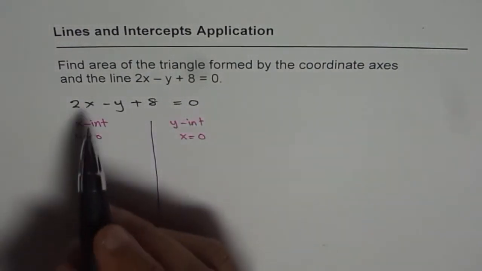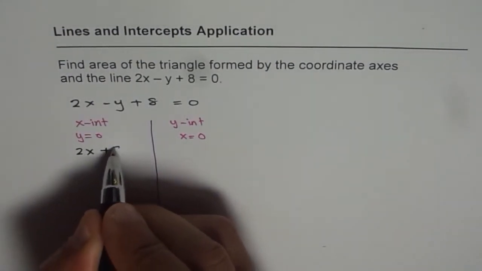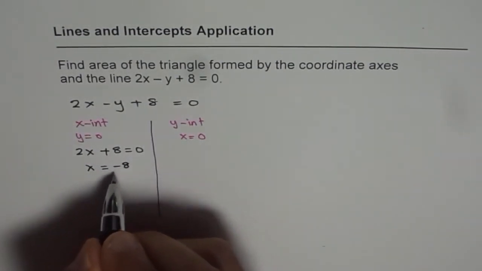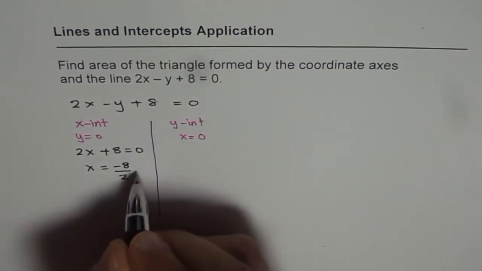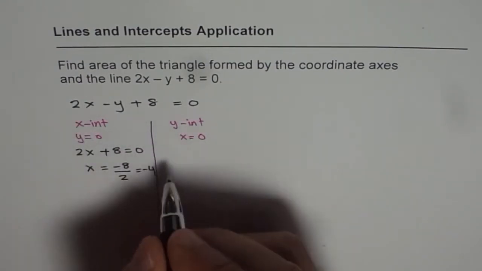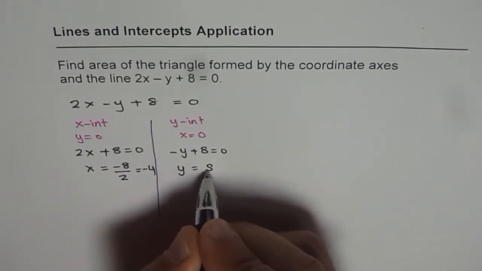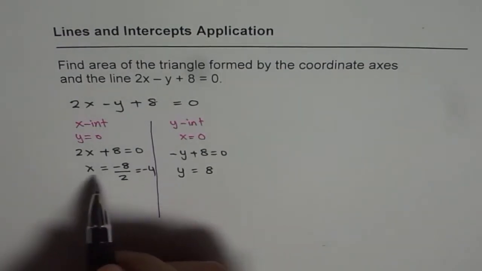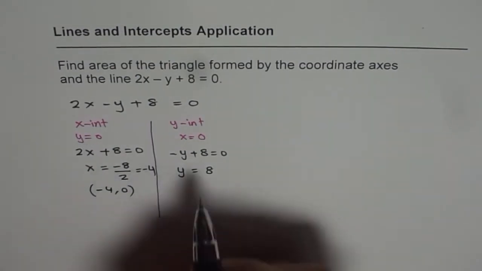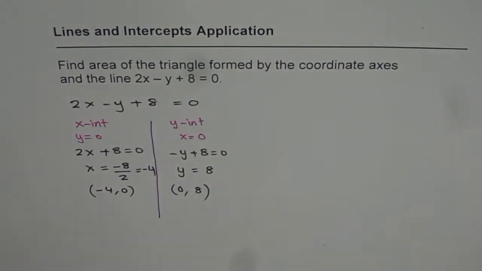Now for the x-intercept, y equals 0, so we get 2x plus 8 equals 0, and that gives us x equals minus 8 divided by 2, which is minus 4. Now for the y-intercept, if I place x equals 0, I get minus y plus 8 equals 0, or y equals 8, right? So the coordinates for the x-intercept are minus 4 and 0, and for the y-intercept, x is 0 and y is 8. So these are my x and y intercepts.